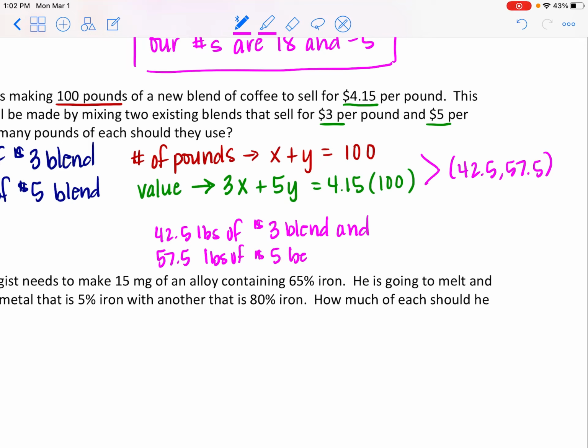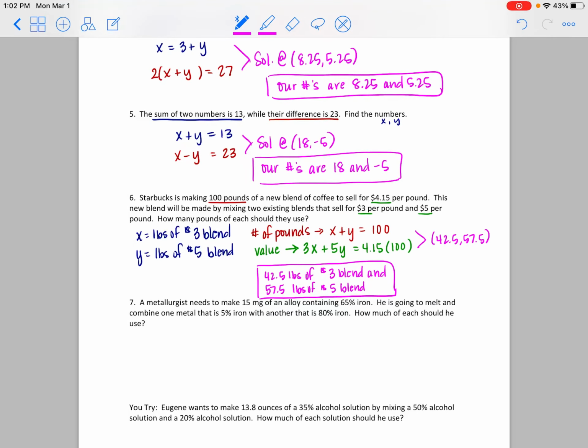So if we were to mix 42.5 pounds of the $3 blend with 57.5 pounds of the $5 blend, we will get 100 pounds of a blend that Starbucks can sell for $4.15 per pound without losing any money. Okay? That was a tough one.